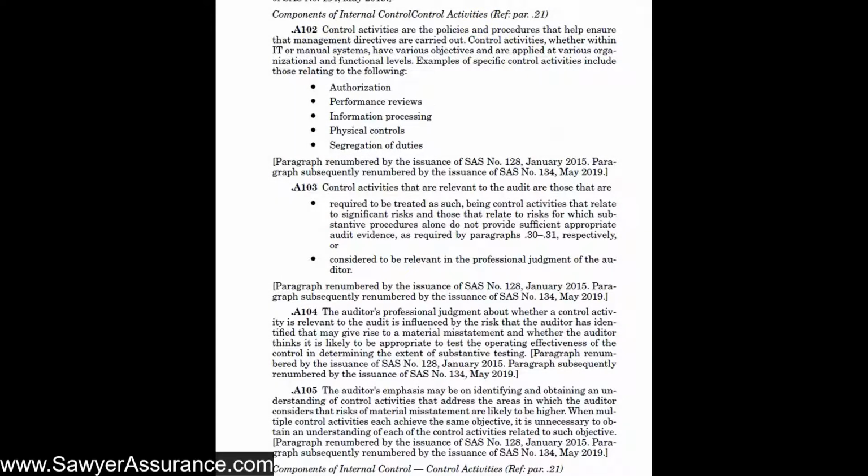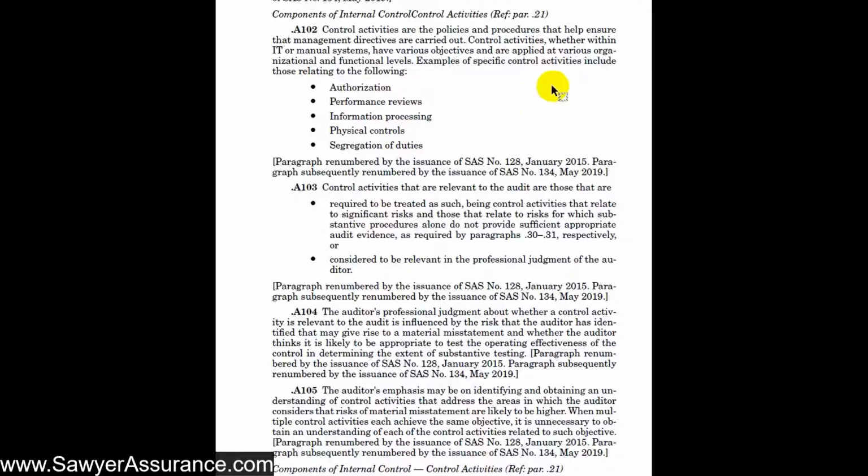Okay, so now we're continuing in the explanatory material here, section 2, as it relates to the control activities, one of the components of internal control that we've been going through. Here we'll get a little more color on exactly what to do when we're gaining an understanding of the entity's control activities. First, it gives us a definition of control activities. Activities are the policies and procedures that help ensure that management's directives are carried out. Those could be IT controls or manual systems. Some examples would be authorization controls, so for instance, someone signs off and authorizes a transaction to be performed. Performance reviews to see that the employees are performing their jobs adequately. Information processing, physical controls, and segregation of duties.